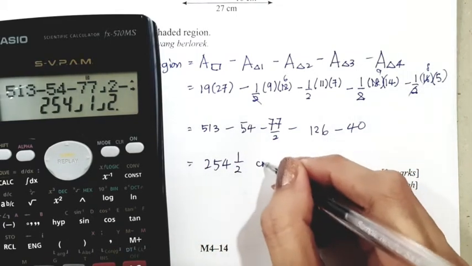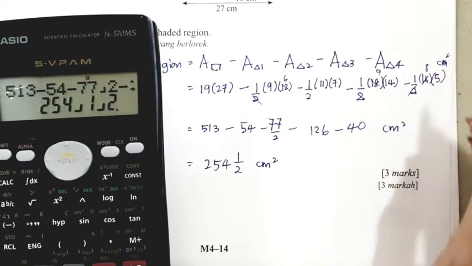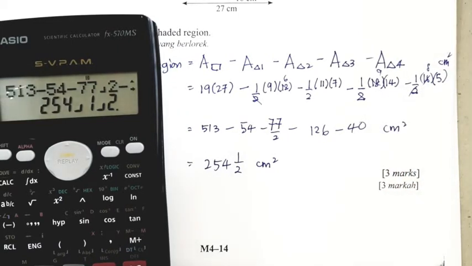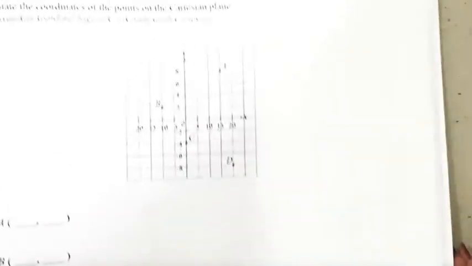And the unit must be in cm squared. So let's put back all the cm squared on top. That's our answer for the area, 254.5. You can just leave this as your answer because it never said that we have to change it to a decimal number. So just leave it like that.